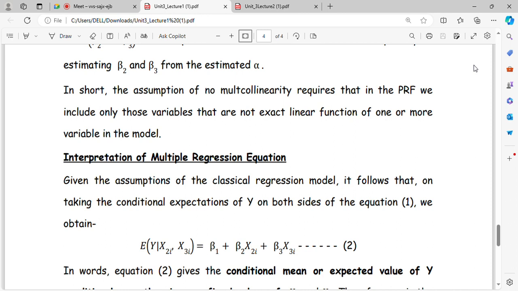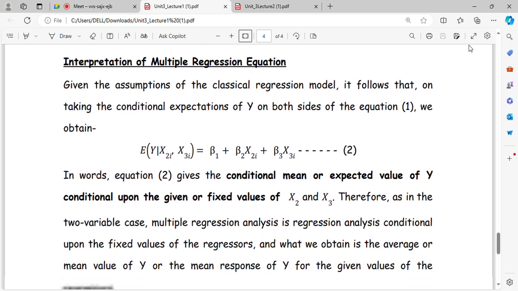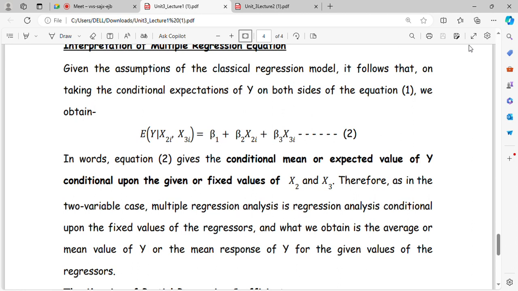In other words, equation 2 gives the conditional mean or the expected value of y conditional upon the given or fixed values of x2 and x3. That means that for the given values of x2 and x3, we can easily get the expected value of y or the conditional mean value of y. Right? Therefore, as in the two variable case, multiple regression analysis is regression analysis conditional upon the fixed values of the regressors, similar to the simple linear regression model.